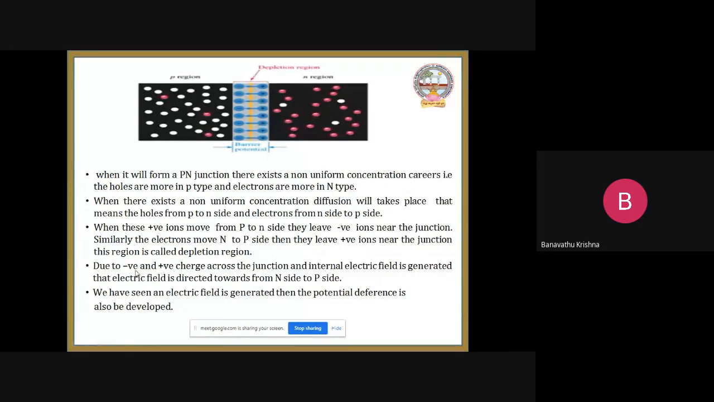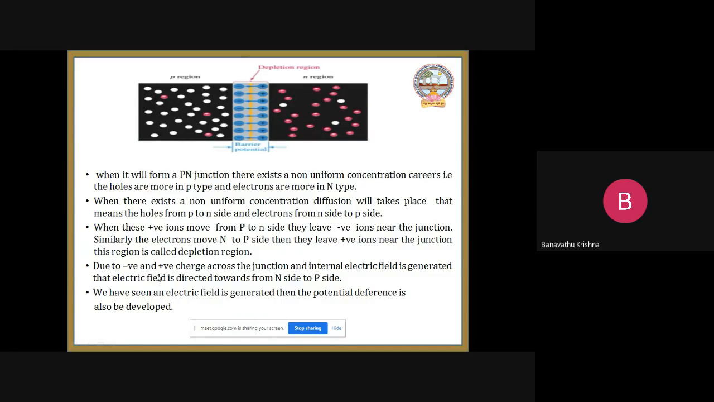Due to the negative and positive charges across the junction, an internal electric field is generated. The electric field is directed from the n side to the p side. Okay, that will be shown in the next slide. The electric field is directed from the positive side to the negative side. Everywhere, the direction of the electric field is from the positive side to the negative side.